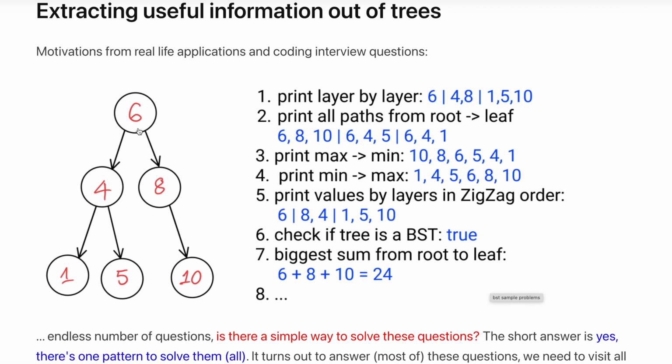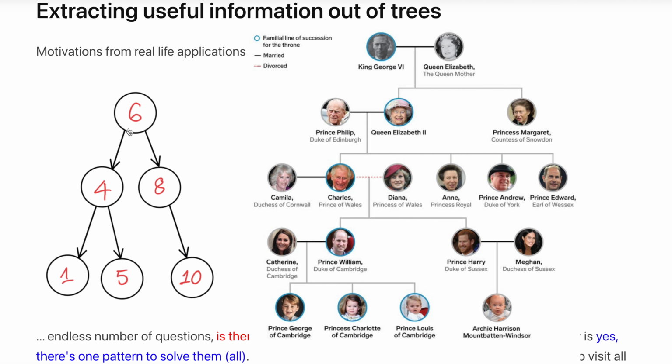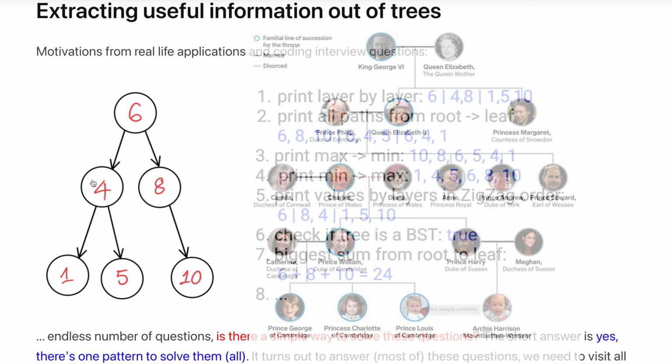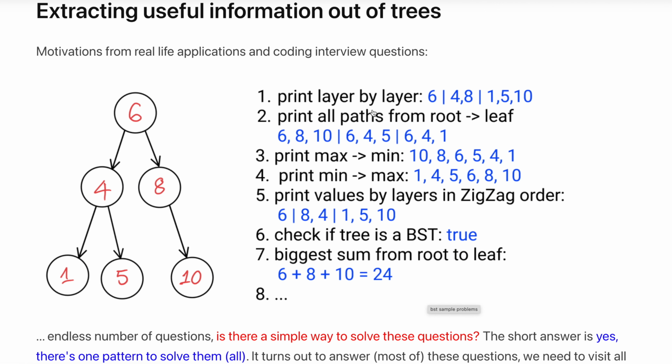So if you imagine in real life, our tree can hold the data of a human ancestry tree. This layer of 6 represents the first generation. This layer of 4 and 8 represents the second generation. And this layer of 1, 5, and 10 represents the third generation. Then one of the queries that we can have for our data is, how do we get all the nodes from one generation? For example, how do we get all the nodes for the second generation? In this particular tree, that would be 4 and 8. And we can generalize the question: we want to print all the nodes in generations, layer by layer. For our tree in this example, that would be 6, 4, 8, and 1, 5, 10. That is one application about human ancestry tree.